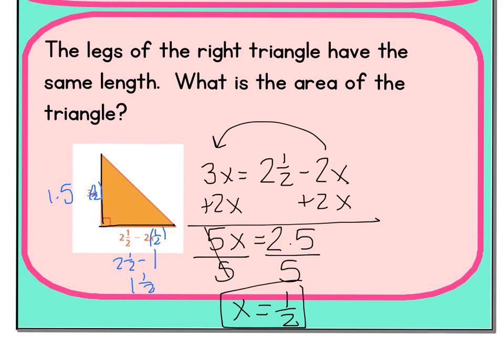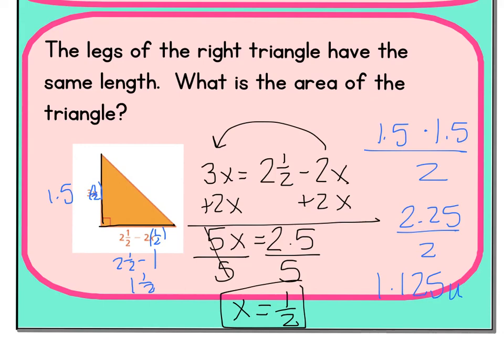So we have base times height divided by 2. So we have base, which is 1.5, times the height, which is 1.5, and we have to divide that by 2. So the first thing we're going to multiply is 1.5 times 1.5, which gives us 2.25. Divide it by 2, and we get 1.125 is the area. We'll say units squared.